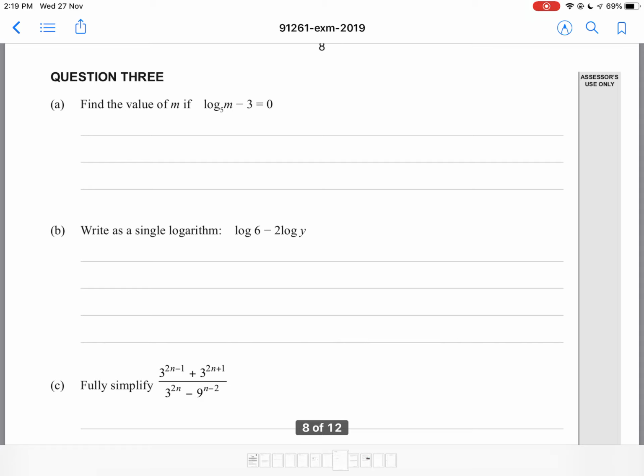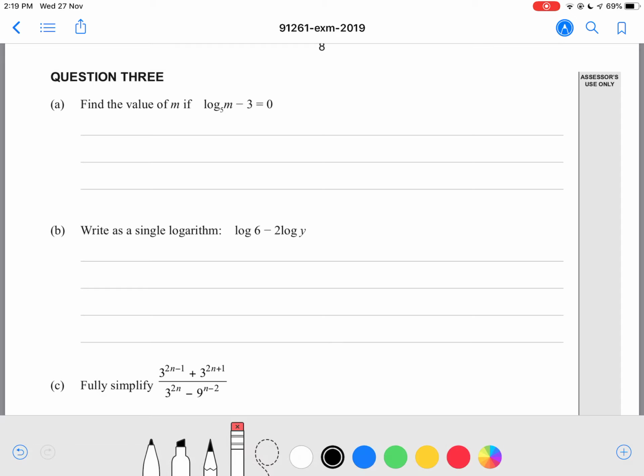First, question A: find the value of m if log base 5 of m minus 3 equals 0. First things first, we want to move this negative 3 to the other side to make log base 5 of m equals 3.